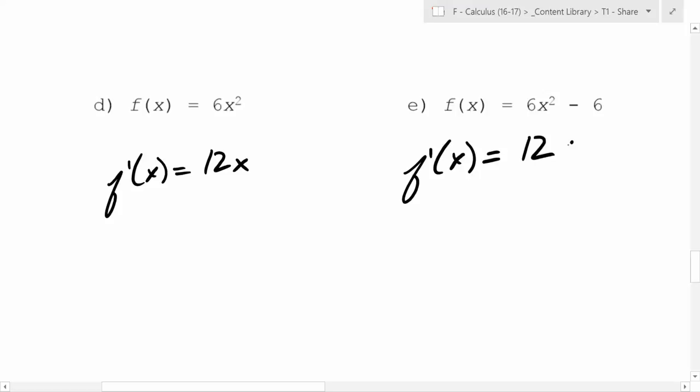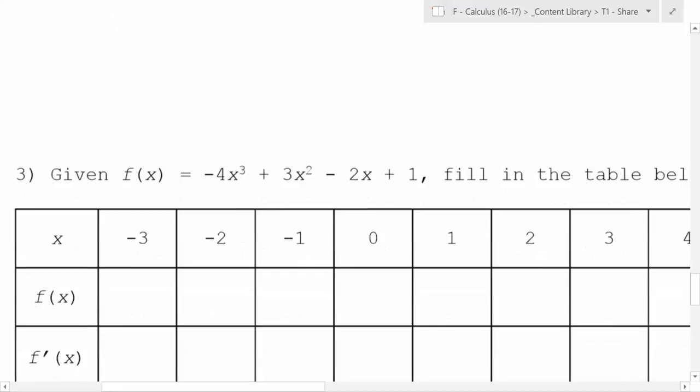Yeah, because what is the derivative of a constant? What's the rate of change of negative 6? 0. Yeah, what's the definition of a constant? What does constant mean, without using the word constant? Constant means it doesn't change. So what's the rate of change of something that doesn't change? 0. So adding and subtracting a constant doesn't change the derivative.